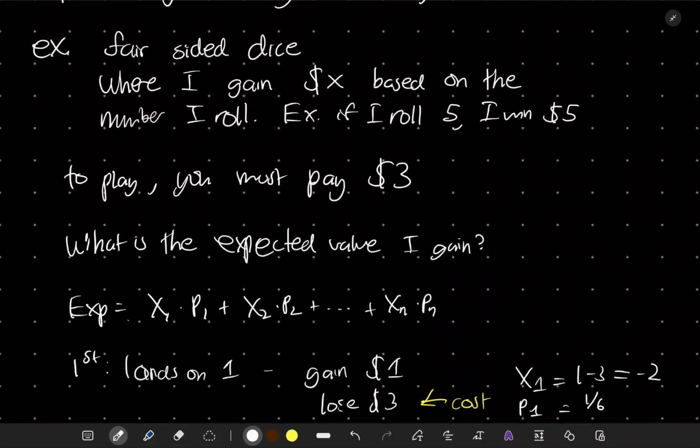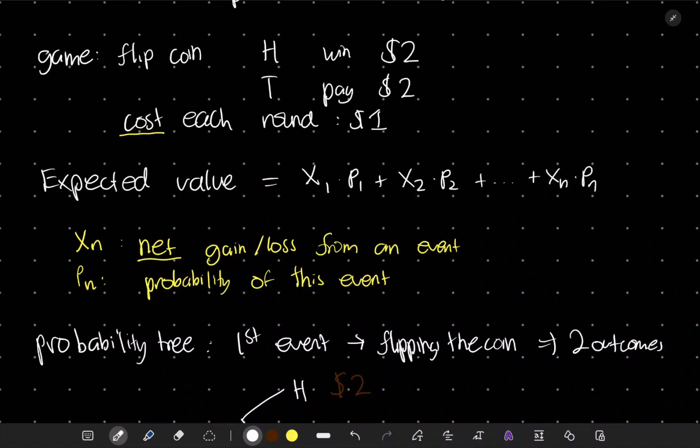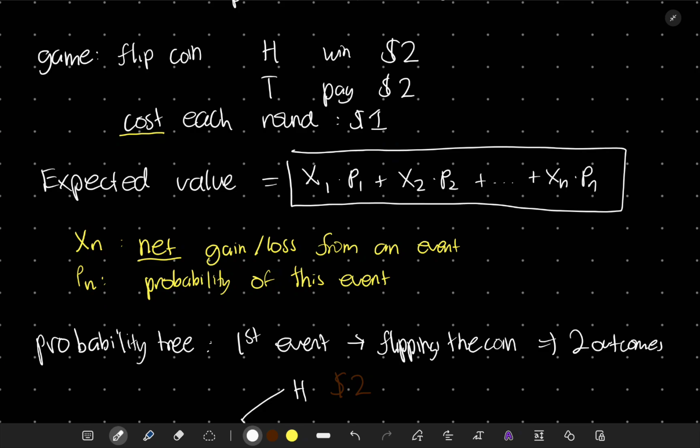So that's basically how expected value works. It ultimately relies on the idea that I'm going to find out the net gain or loss from an event and the probability of getting that event. In the case of the die, it was the probability of a certain side, and then X would be the net gain or loss from that particular outcome.